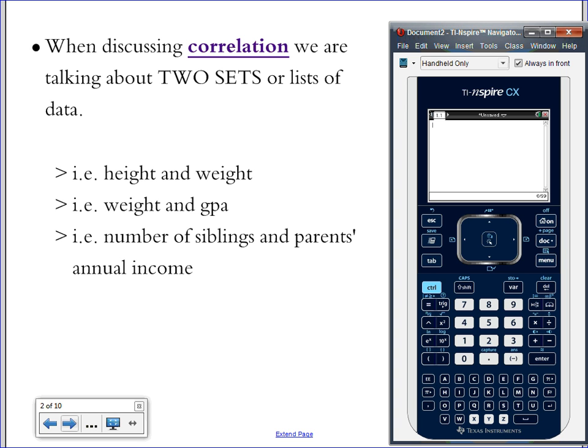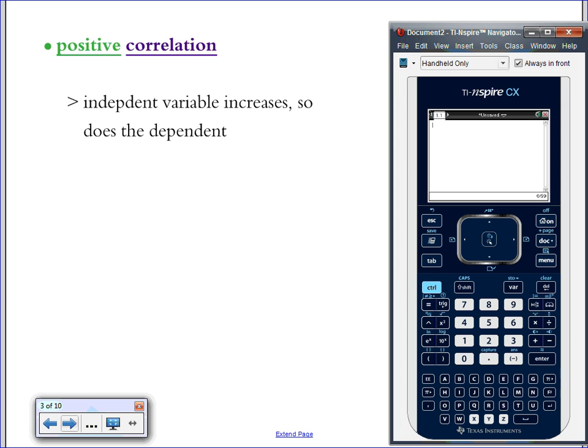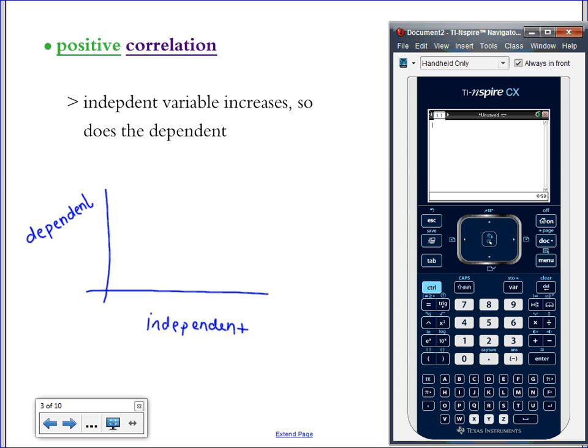So the types of trends that you might see would be a positive correlation. This would be where, as the independent variable increases, so does the dependent variable. So the independent variable is your x-axis variable, and the dependent is your y-axis. And if you were comparing something like height and weight, the height would be your independent one. Right? Your height is not going to depend on your weight, but it's possible that your weight might depend on your height.